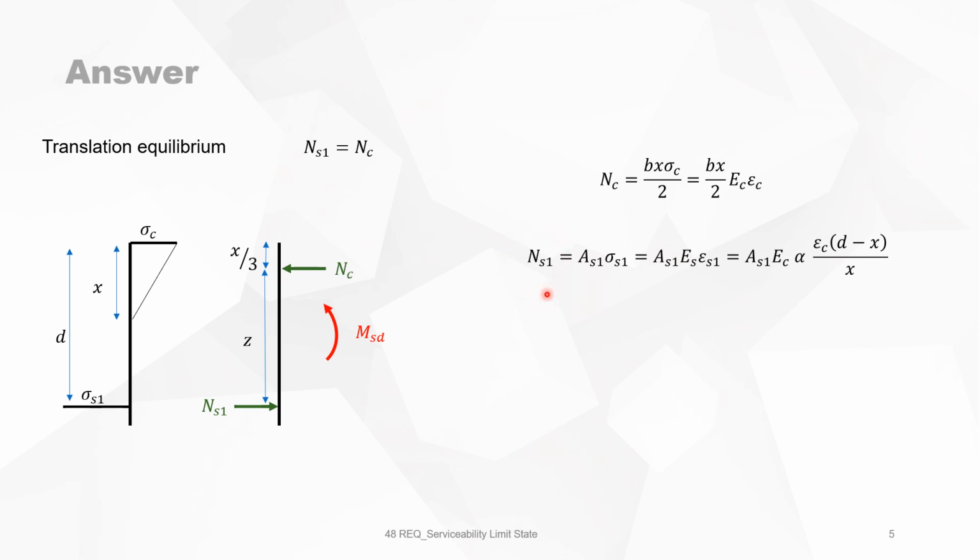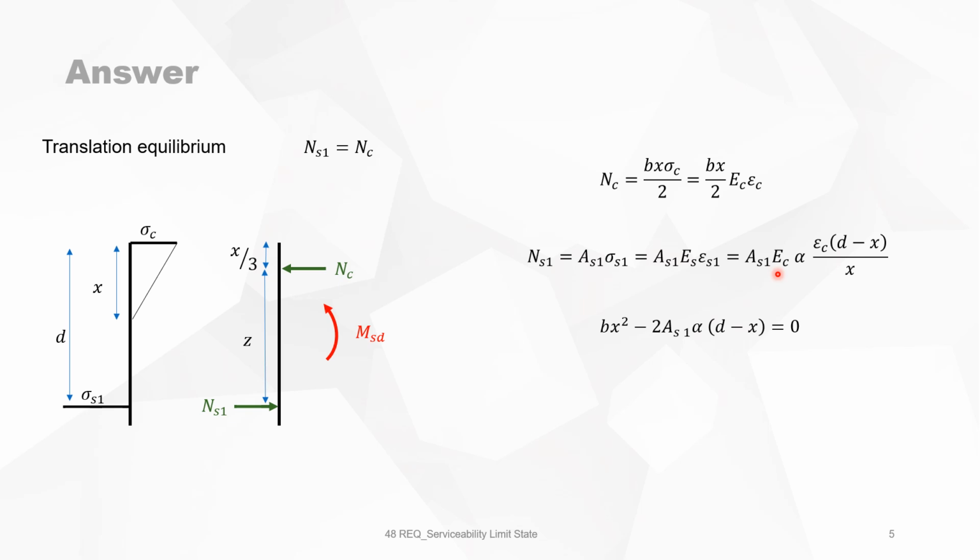We will express everything as a function of epsilon c, the strain in the concrete. The total tensile force is the cross-section of the reinforcement times the stress. The stress is E times epsilon, and epsilon S1 we will express in epsilon C. We can do that because of the Bernoulli relationship that we have made on the previous slide. So then we have this expression. Now NC is equal to NS1.